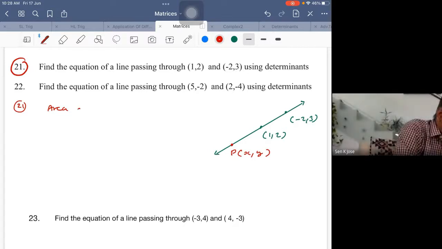The area of the triangle formed by the 3 points is equal to 0. Area of triangle is equal to 0. So half determinant x1, y1, 1. I'm going to skip the formula this time.